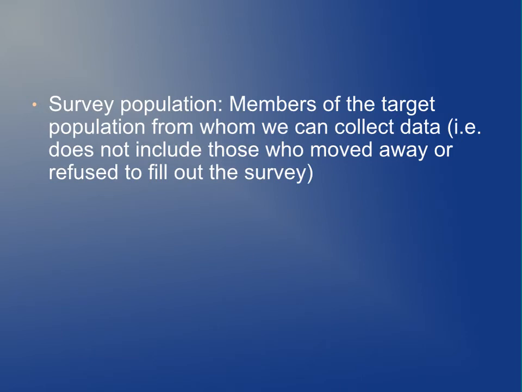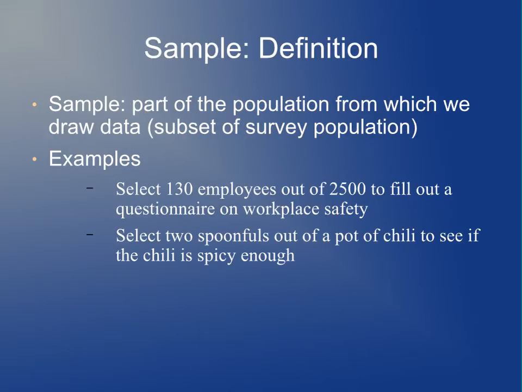And the survey population is the members of the target population from whom we can collect data. For example, it doesn't include people who moved away or who refused to fill out the survey. At any rate, once you've defined these populations, then you can collect a sample. A sample is when you just choose part of the population and draw data from that population. It's typically a subset of your survey population. For example, you could select 130 employees out of 2,500 to fill out a questionnaire on workplace safety, or you could take 2 spoonfuls of chili out of a pot to see if the chili is spicy enough.